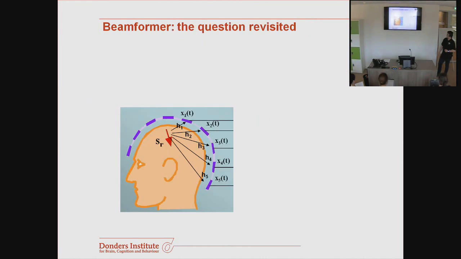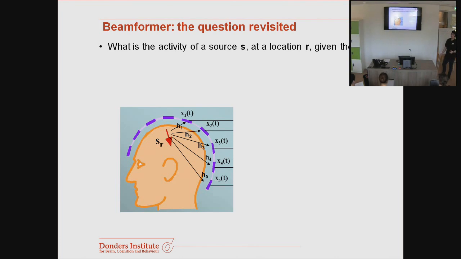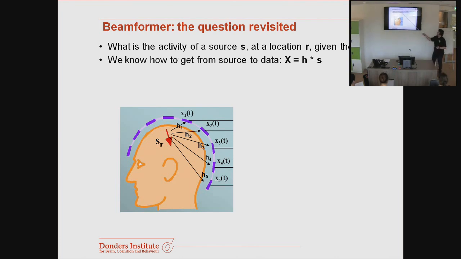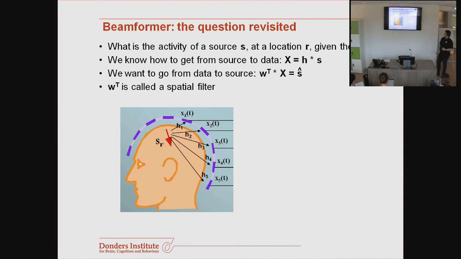Okay, so we said there are two things needed, the forward model and the experimental data. So now we know how to compute the forward model. This means we know how to get from source to data. This is the forward direction. What we want to address now is how do we get from data back to the source. How we are going to estimate S hat. And we said that we are going to use a W, which is a spatial filter.